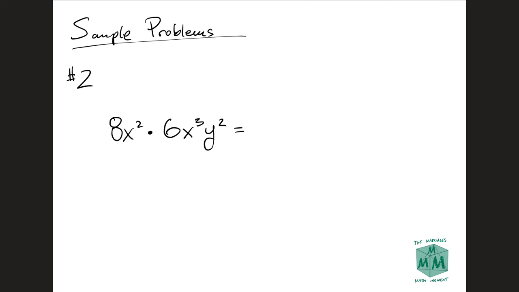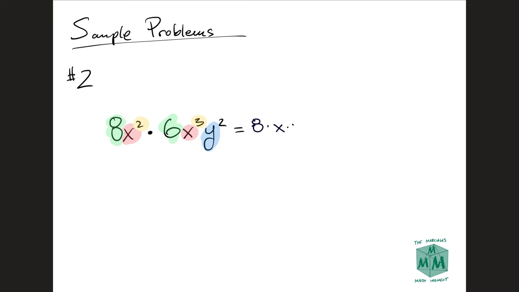So here we have a slightly more complicated sample problem, but the process remains the same. We're looking for similar bases. I have an x here and an x there. That means these 2 exponents I'm going to be adding together. Y is there's no other y in the other number for this product. And then we're going to talk about our coefficients here in a moment. So I'm going to write it in expanded form.